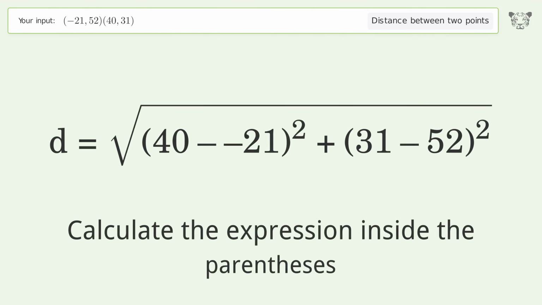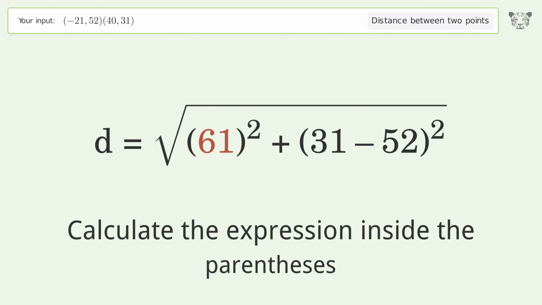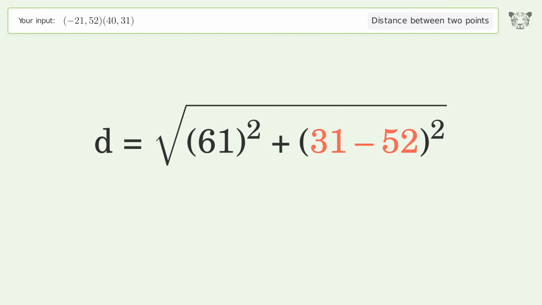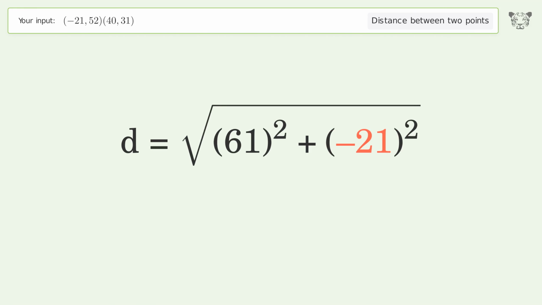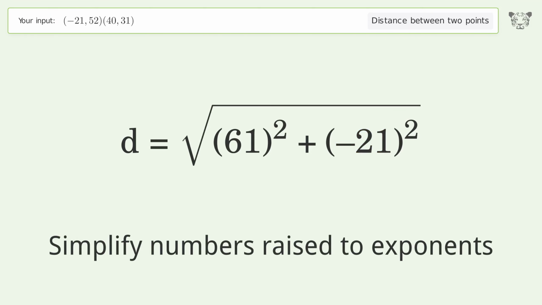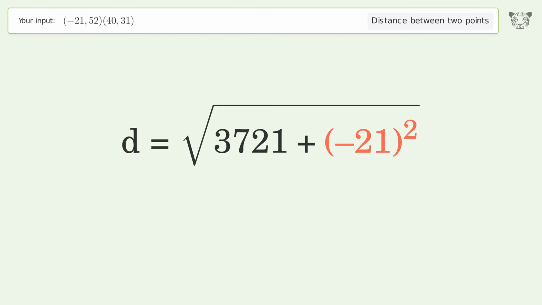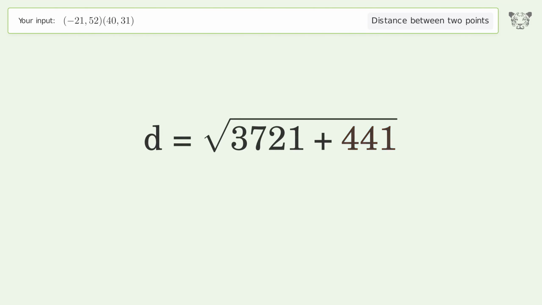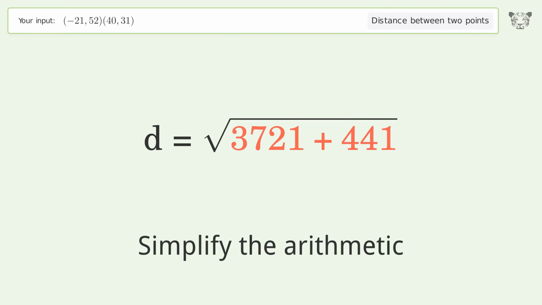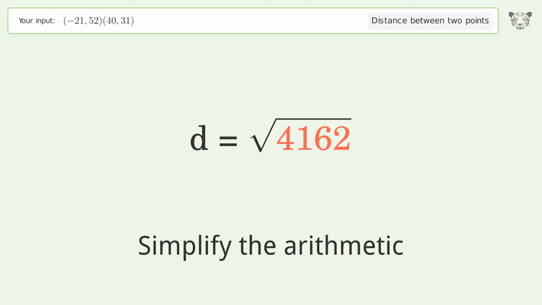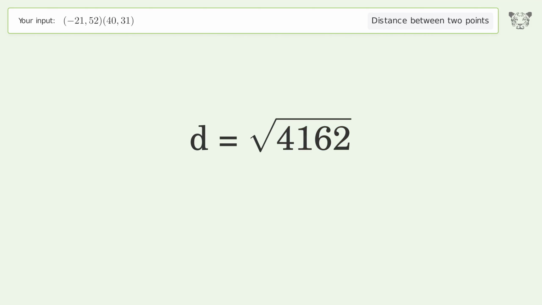Calculate the expression inside the parentheses. Simplify numbers raised to exponents. Simplify the arithmetic. And so the distance between the 2 points is the square root of 4,162, or 64.514.